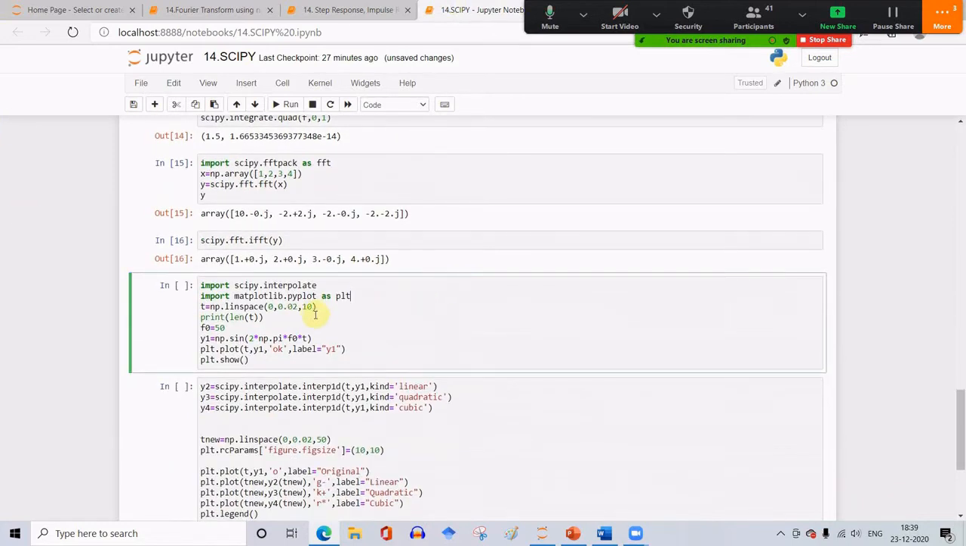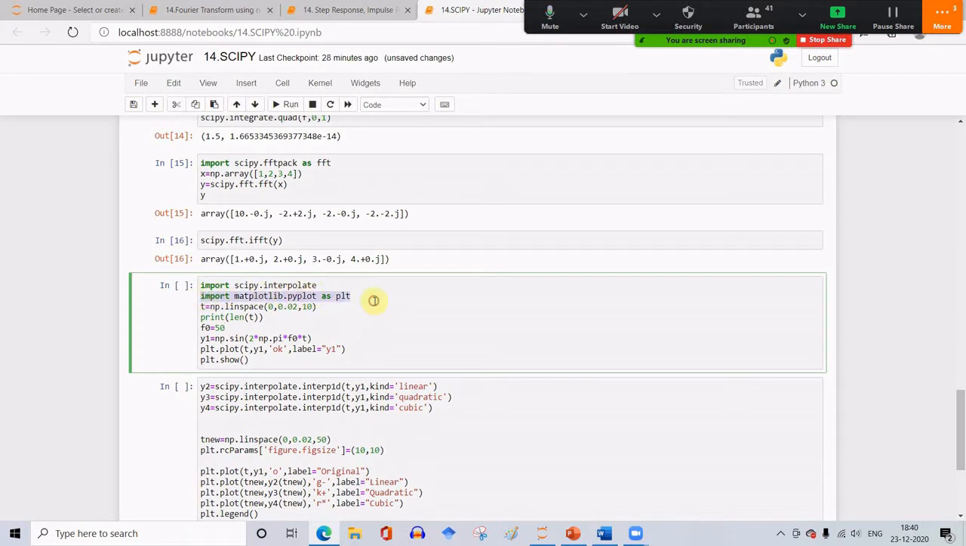Next, interpolation. For that I have to import the subpackage interpolate from SciPy. So import scipy.interpolate, and I also want to plot. First I'll take one curve with a small number of points, and then I'll interpolate it with 2 or 3 methods using scipy.interpolate and compare the various methods. For that I have to plot it.